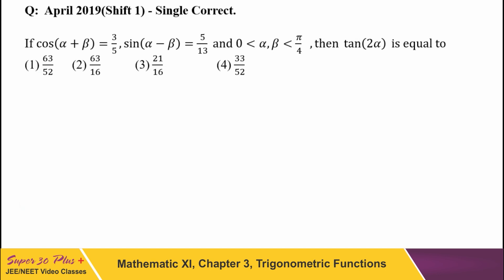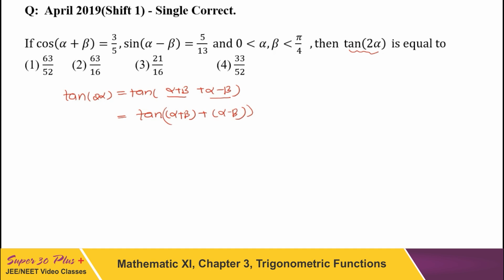First of all, we have to understand how we can find tan 2 alpha. Tan 2 alpha can be written as tan of alpha plus beta plus alpha minus beta. Now it is angle 1, it is angle 2, so you can apply the formula of tan a plus b here. And what is the formula of tan a plus b? Tan a plus tan b upon 1 minus tan a tan b. For this we have to find the value of tan alpha plus beta and tan alpha minus beta.